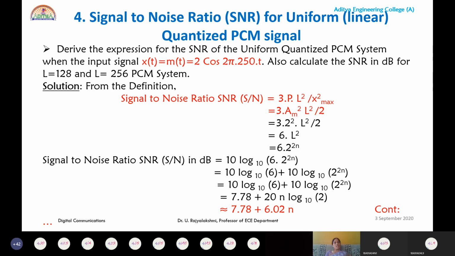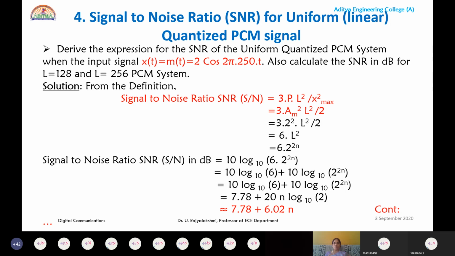Okay, now is this problem over? No, you have to calculate the SNR in dB for L 128 and L 256 PCM. Now one of the students please respond to me: whenever the value of L equals 128, that is, whenever you have 128 number of amplitude levels, then how many bits per sample are there? Once again I am asking you. If we have 128 number of amplitude levels, L is given to you, then how many bits per sample are present for L 128 PCM system?